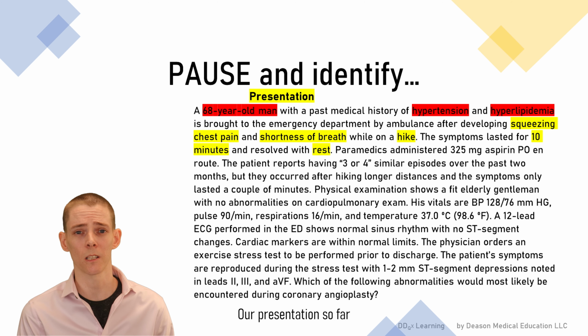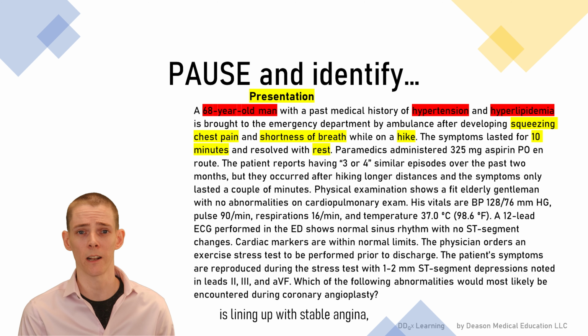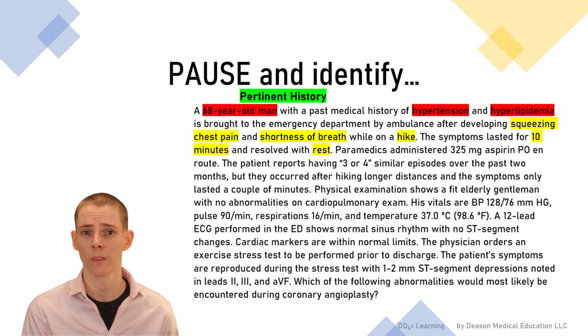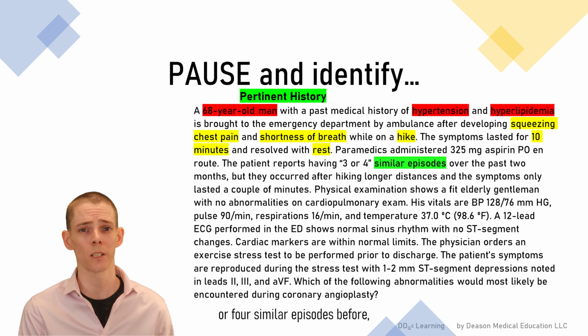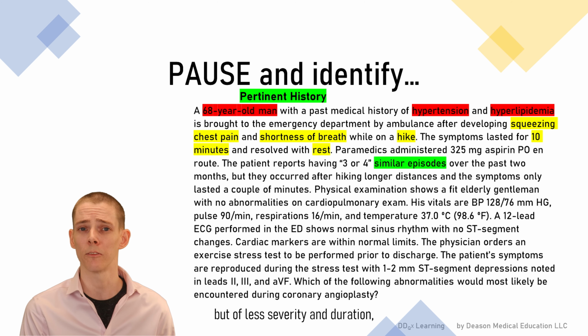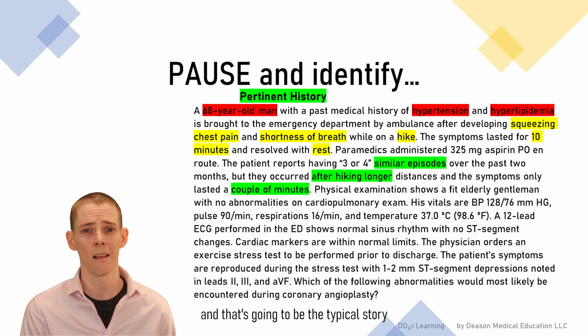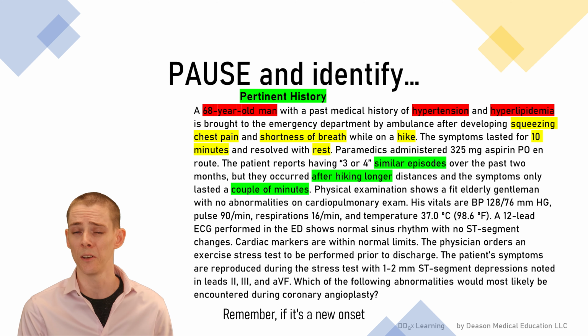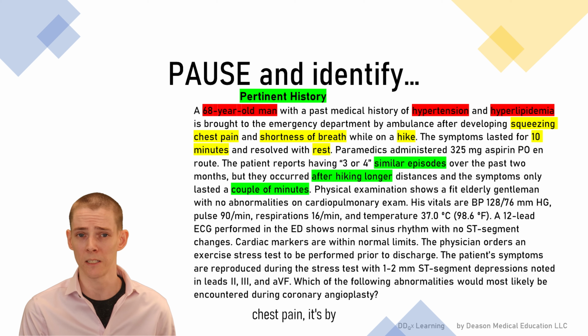Our presentation so far is lining up with stable angina, but it is essential to check that pertinent history next. This gentleman has had 3 or 4 similar episodes before, but of less severity and duration, and that's going to be the typical story with stable angina. Remember, if it's a new onset chest pain, it's by definition not stable.